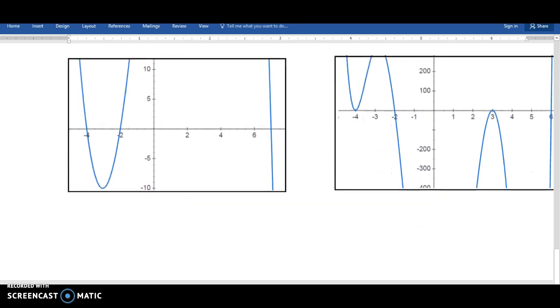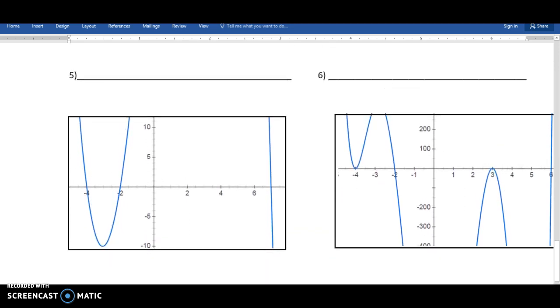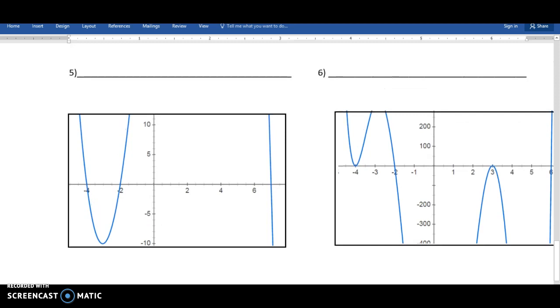Okay, here we go, number 6. Number 6 is the doozy. Not hard, just long.